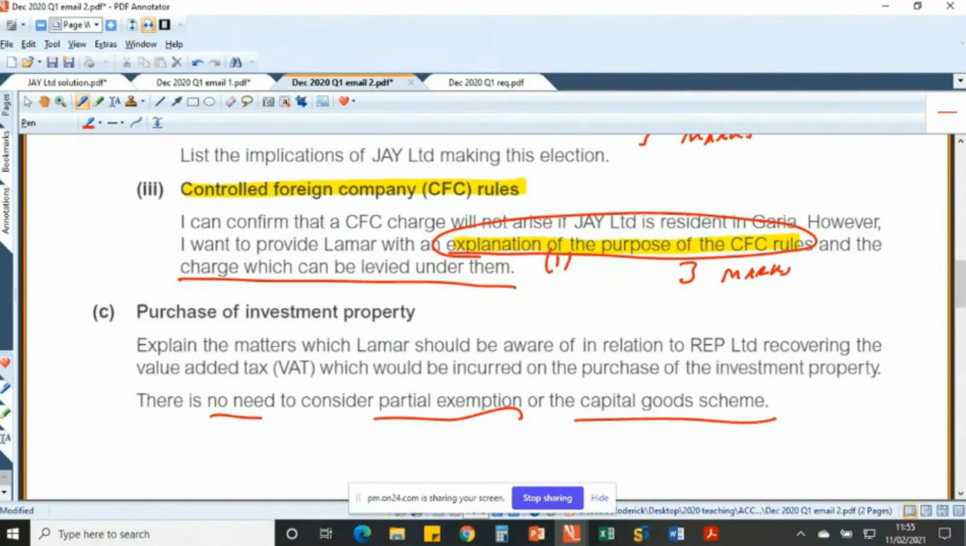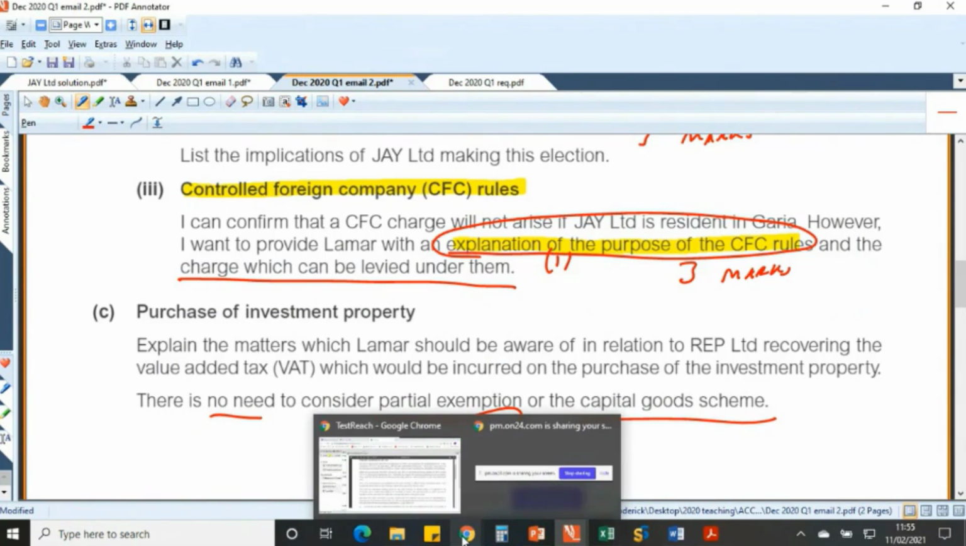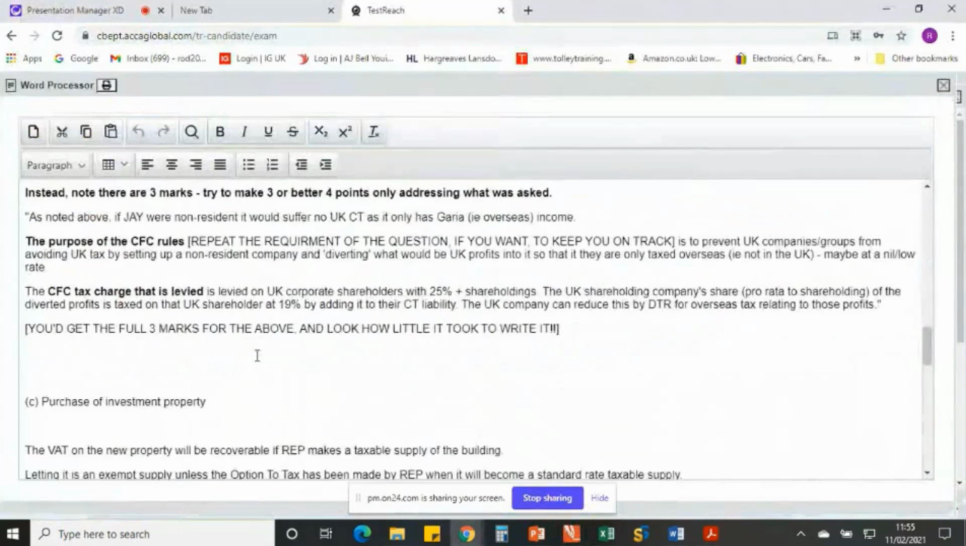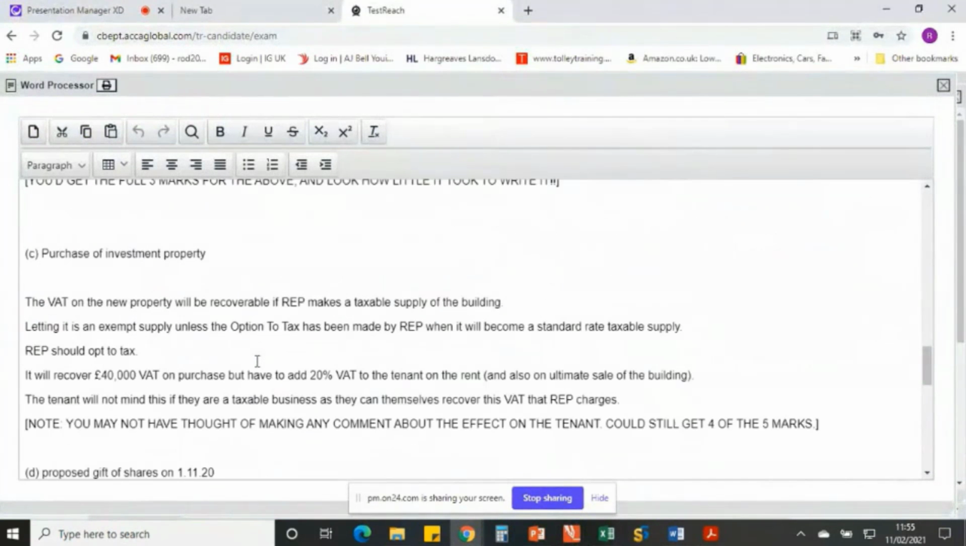Okay, so let's go and have a look at my solution on this. Now, remember, this is 5 marks. Well, you might not remember, but this is 5 marks. So let's go to the word processor bit. Purchase of investment property. Okay, so you want to be making about 5 separate points. If you can make 6, good and well, because there's often an extra mark beyond the 5 that, in this example, is specified in the marking guide.